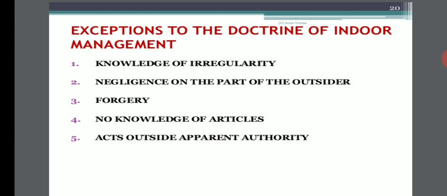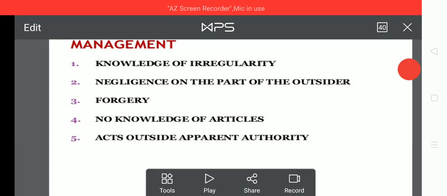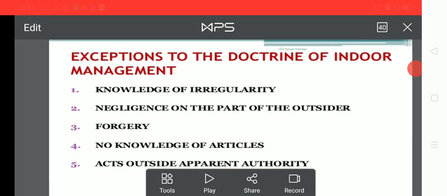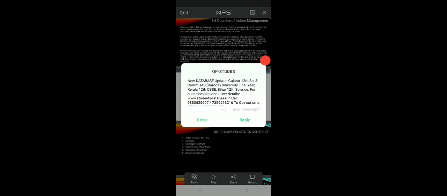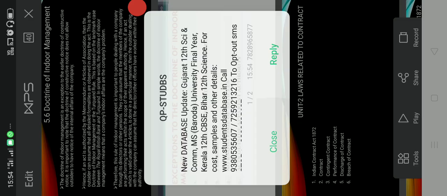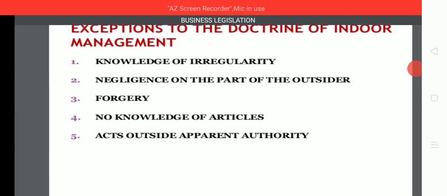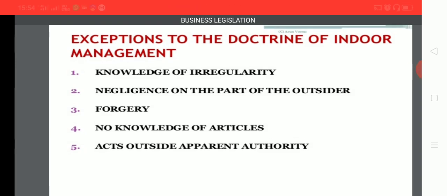No knowledge of articles. So there was no knowledge about the articles of association of the company, and the act is outside apparent authority. So when the act is done outside the apparent authority of any person, then definitely the outside person dealing with the company officials should raise questions. This cannot be said to be an exception to the doctrine of indoor management.